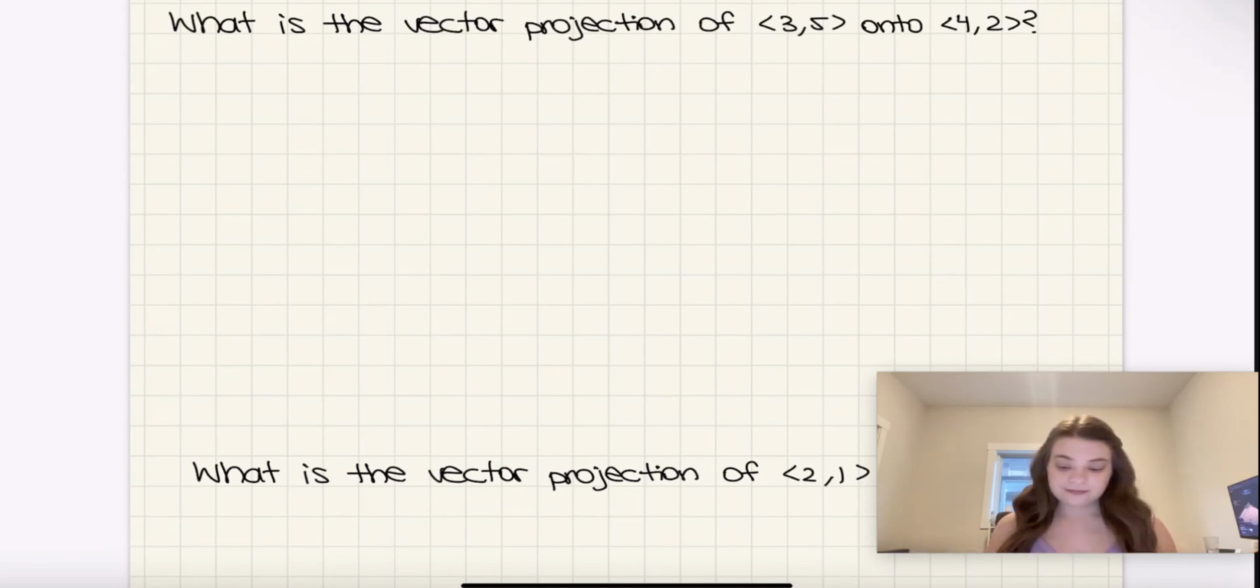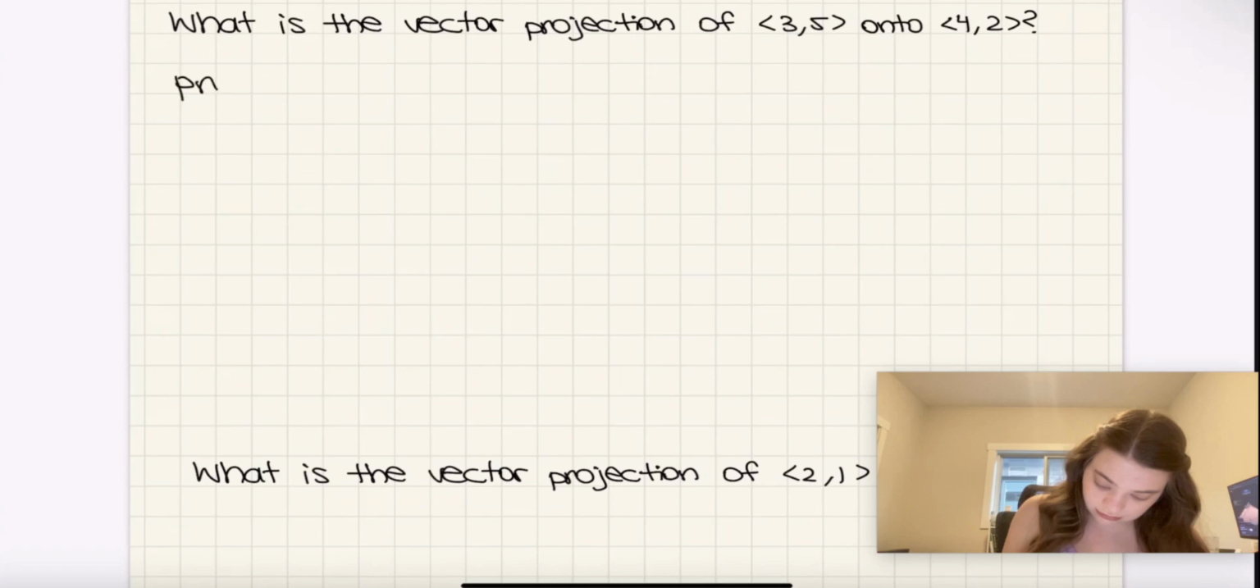All right, so first things first, what is the general equation for the projection of A onto B? Well, in general, the projection of A onto B is equal to A dot B over B dot B times B.